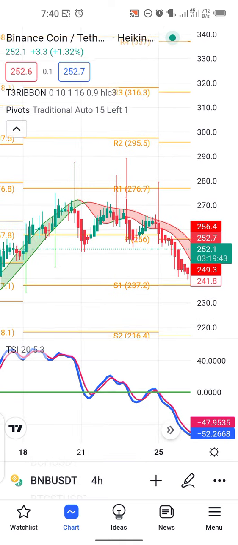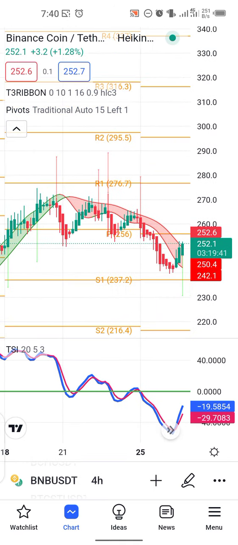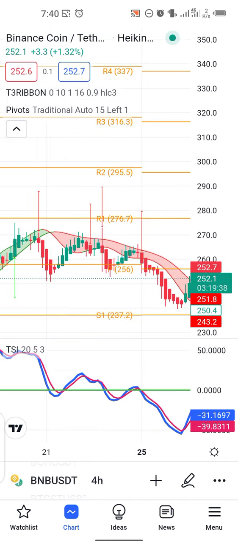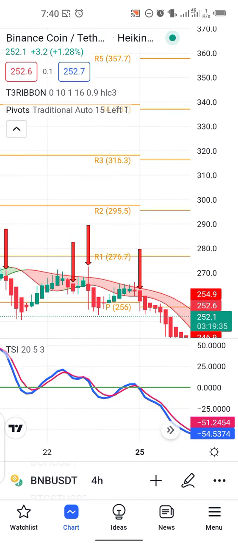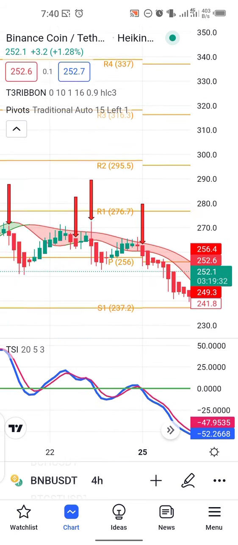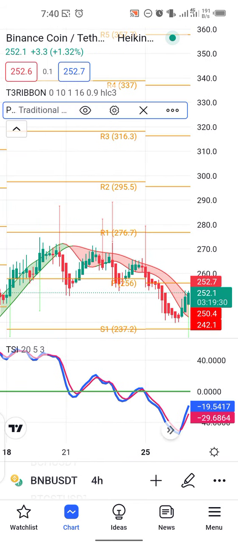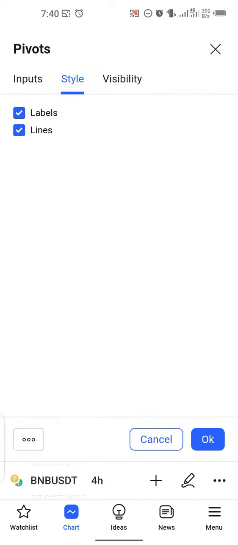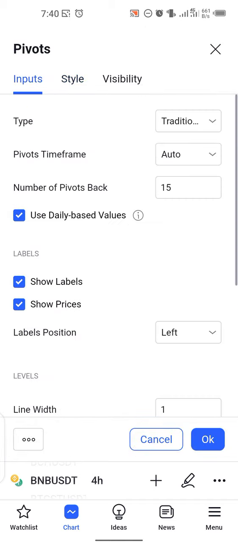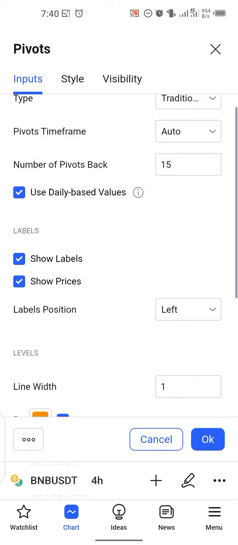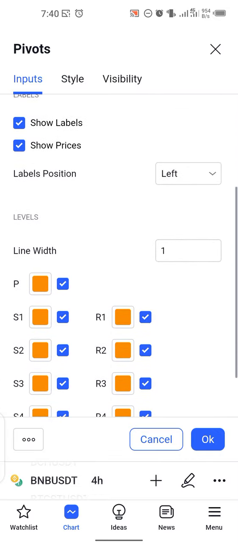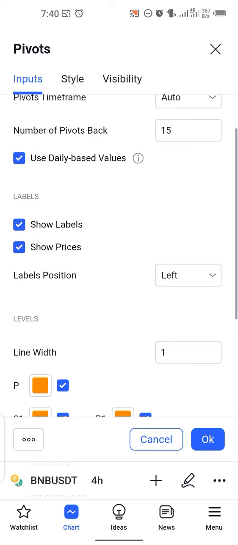We can see S stands for support, support 1, support 2. We have the pivot area, which is P. We have resistance, R stands for resistance. All right, so let's first set our pivot point standard, and that's the style. So that is the input. I hope you can see these have colors, and the labels are on the left. You can decide to have your labels on the right if you are interested, but if we just save as default, let us look at how it looks.